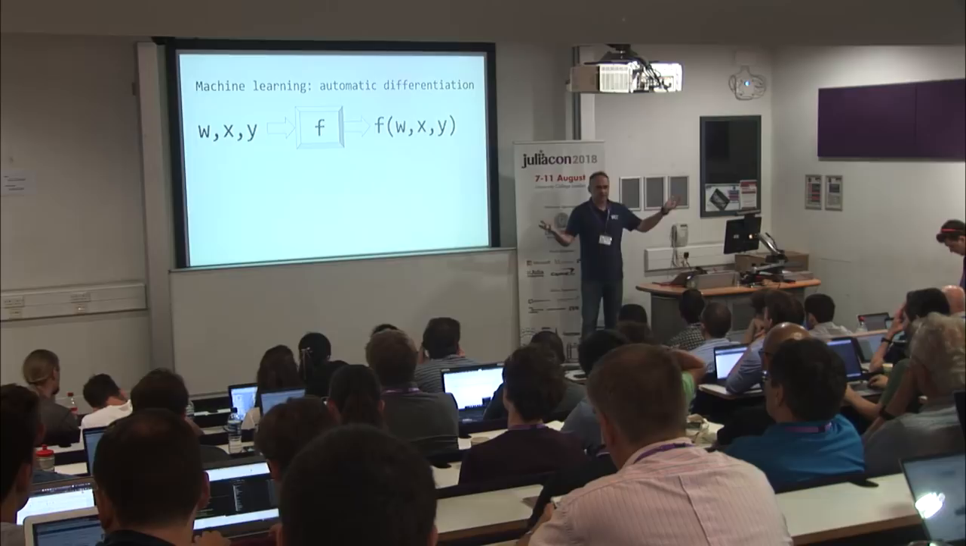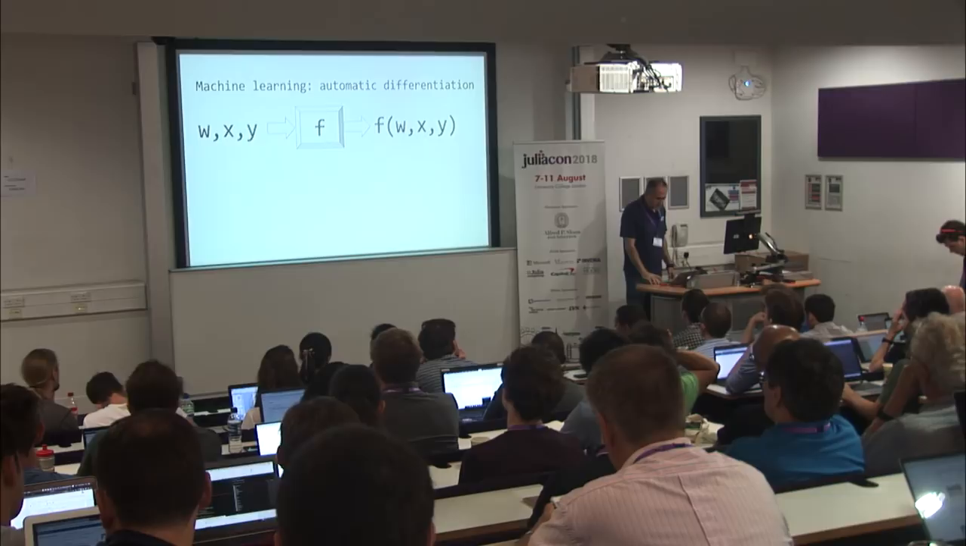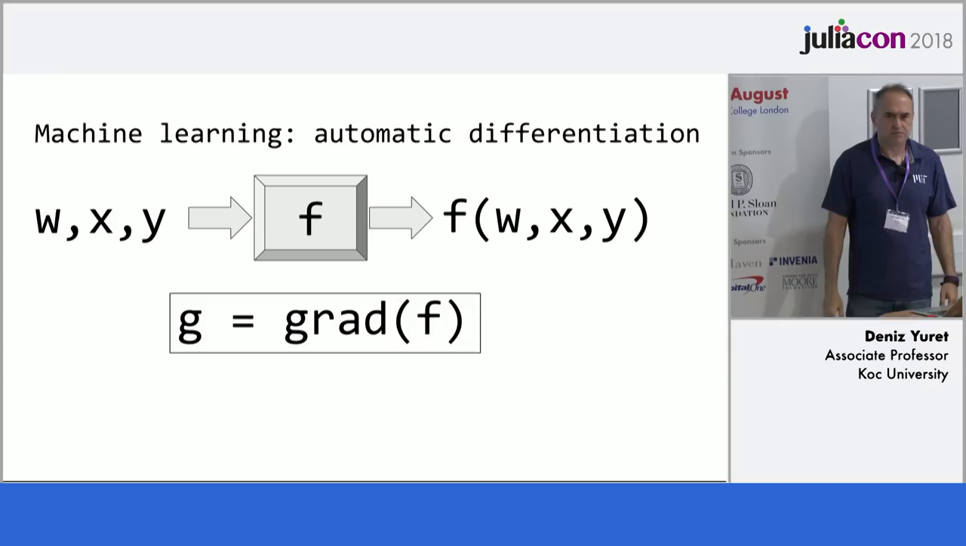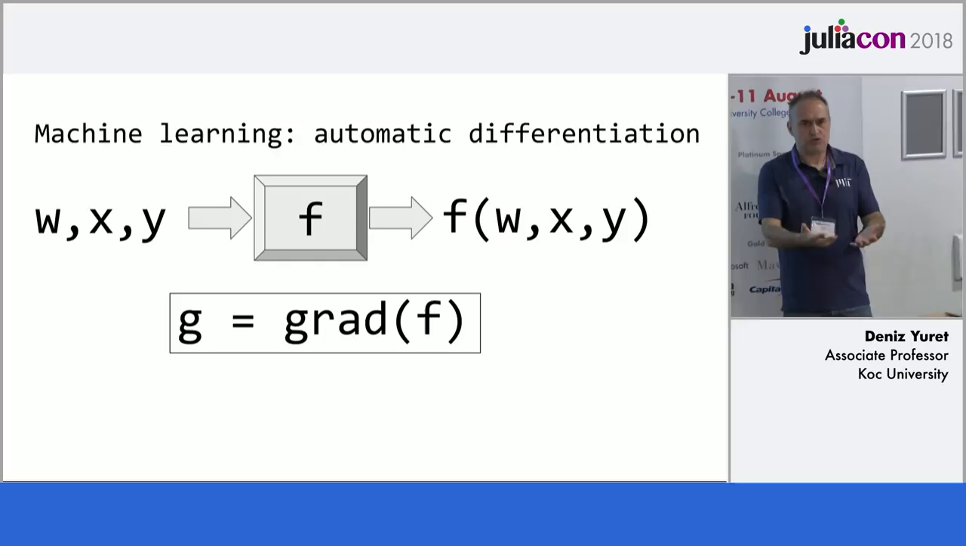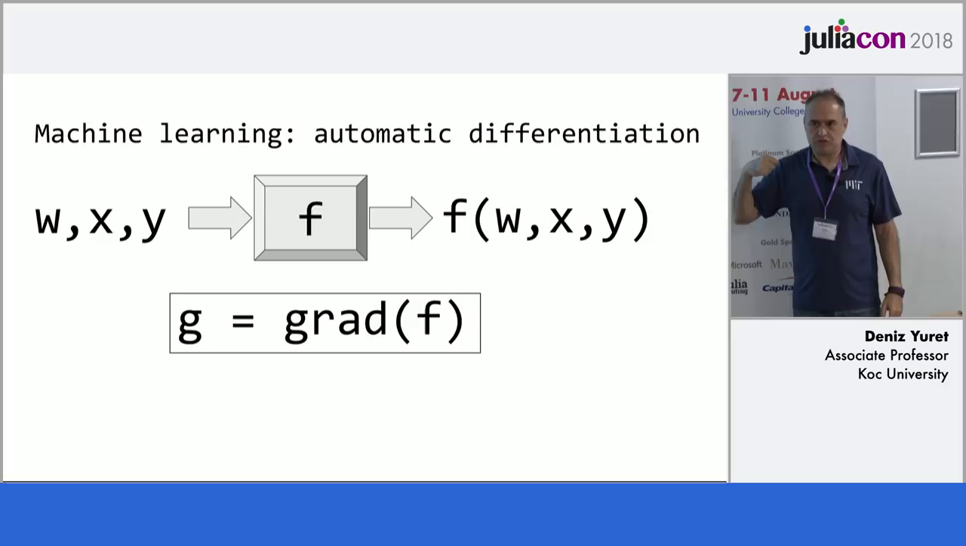So we take this, and at least in KNET, we pass it to a higher order function called grad. Grad is a higher order function because it takes functions and returns other functions. In this case, it takes F, the loss function, and it returns G, the gradient of the loss function.